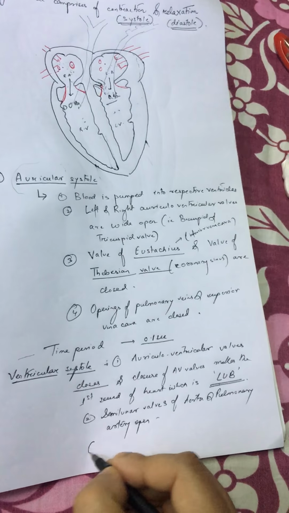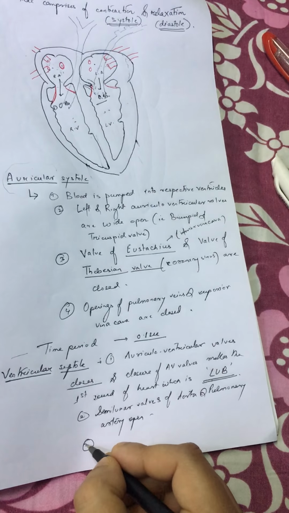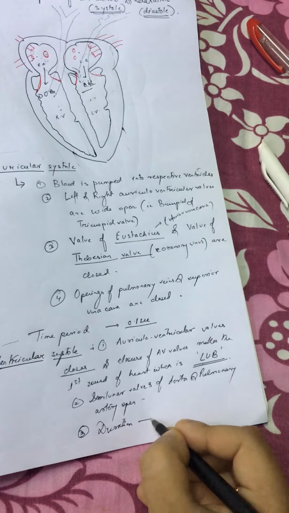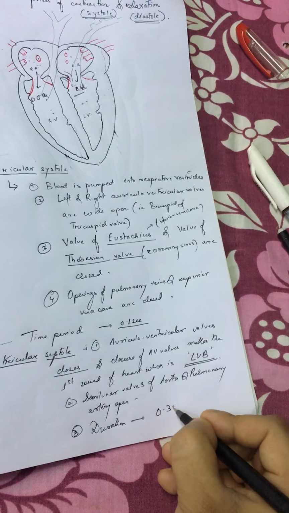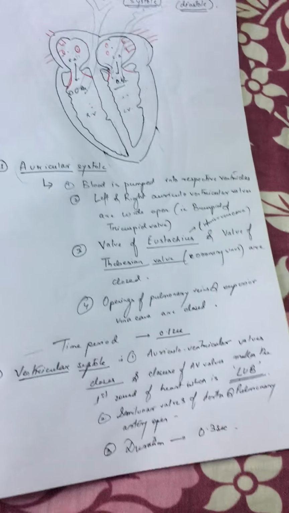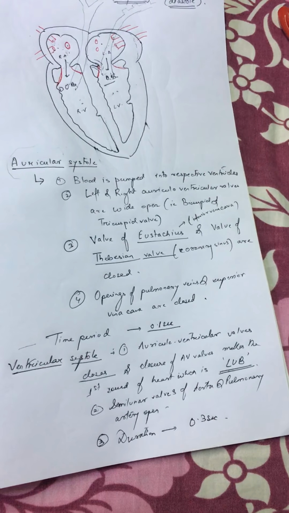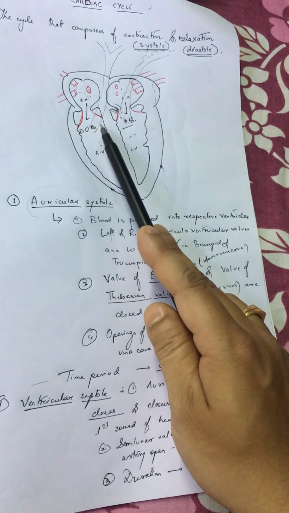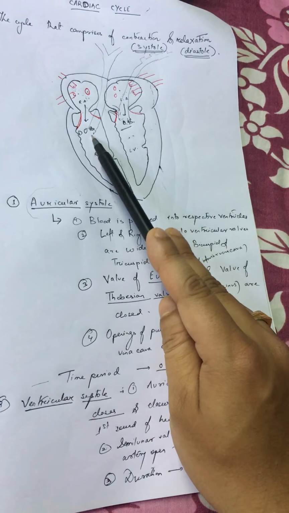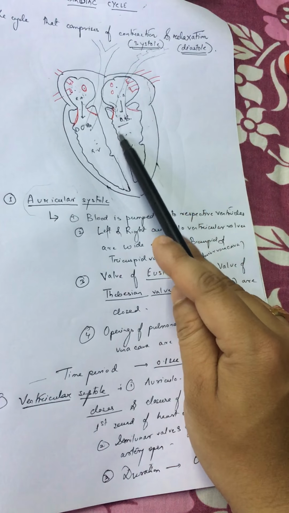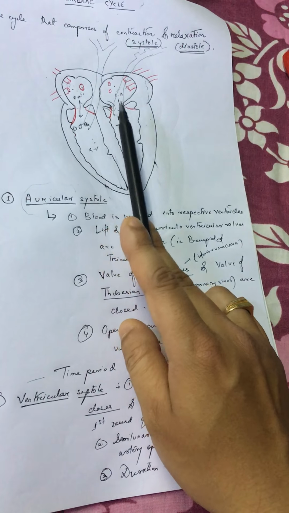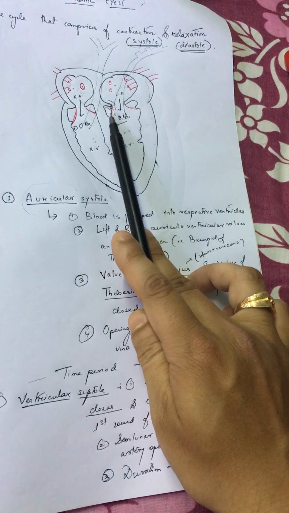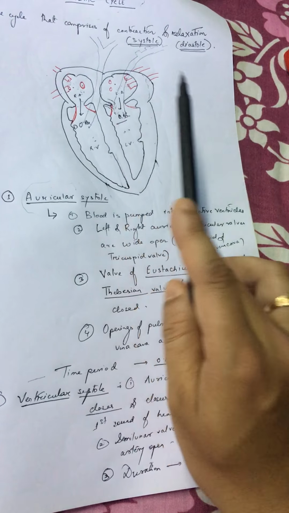right? And the third thing is the duration. The time period is almost 0.3 seconds, right? So these are the changes that take place in the ventricular systole. And after the ventricular systole, the blood will flow to the lungs through the pulmonary artery, to all the body parts through the aorta, and to the heart also through the coronary artery, which arises just near the semilunar valve of the aorta.